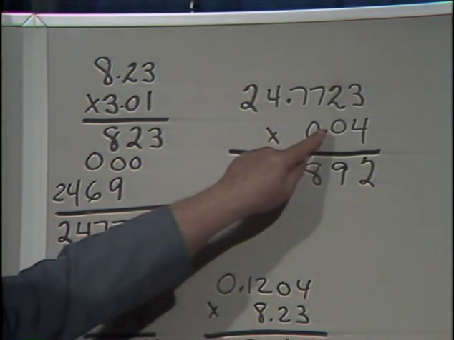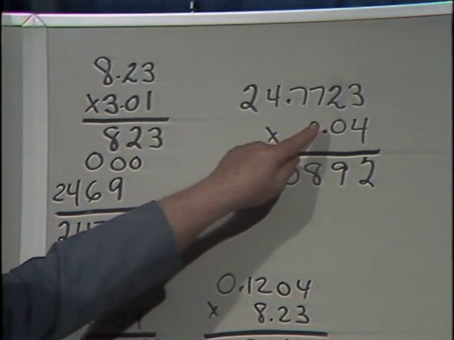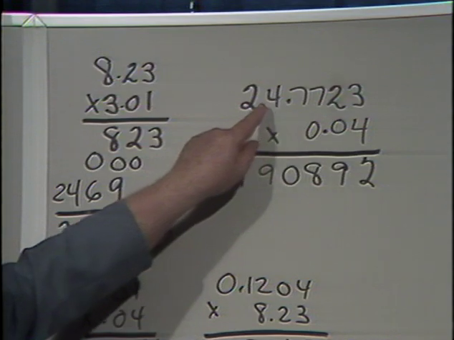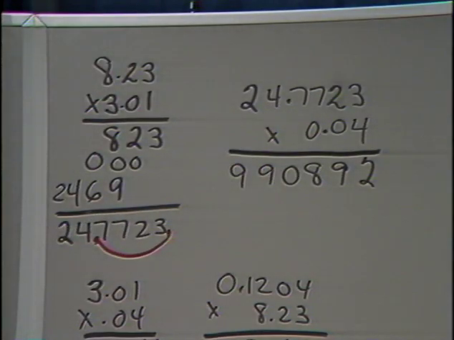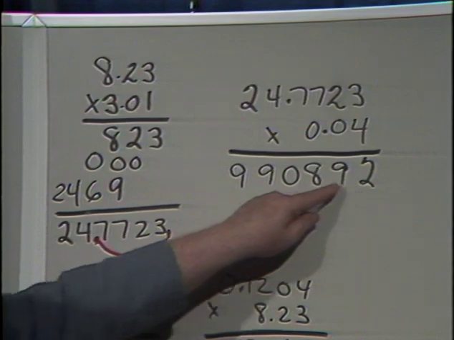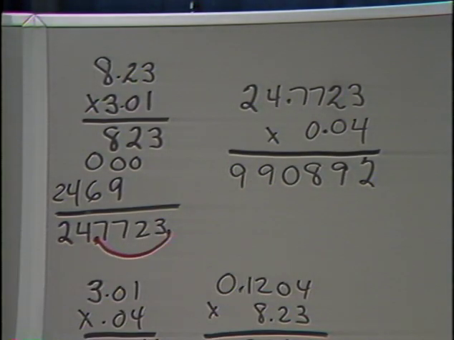And how do we do that again? Pretend the decimal point is not in here, multiply as if this were 247,723 times 4. We multiply this out the usual way, nothing new here.